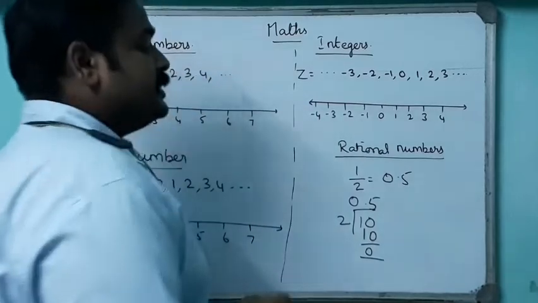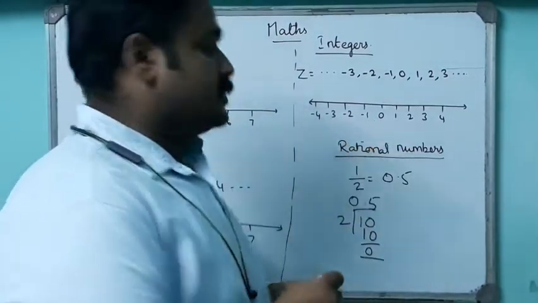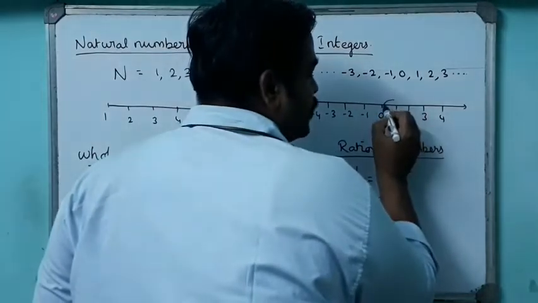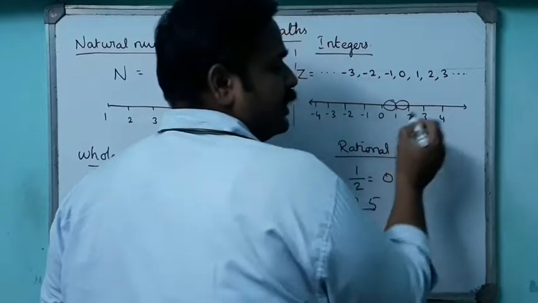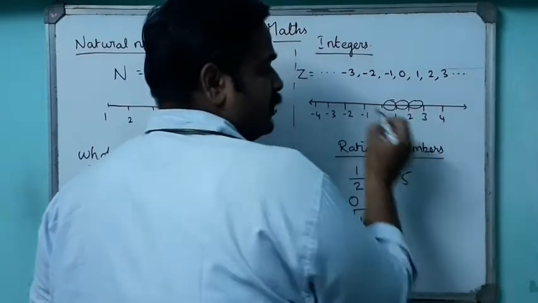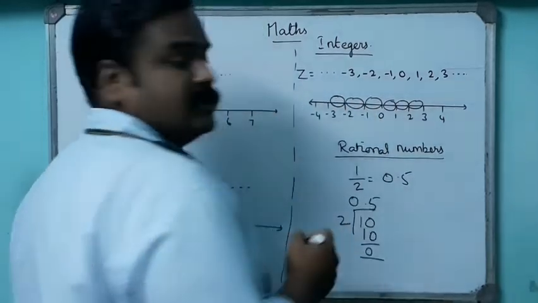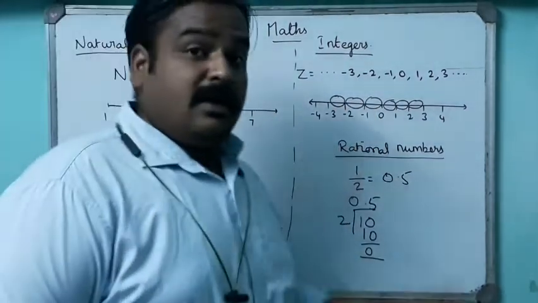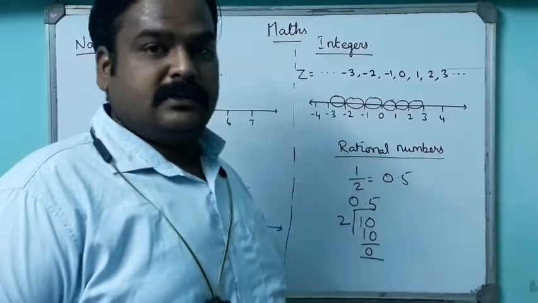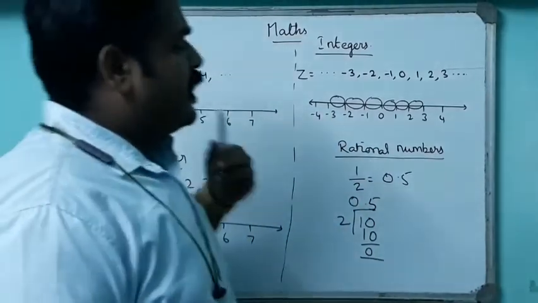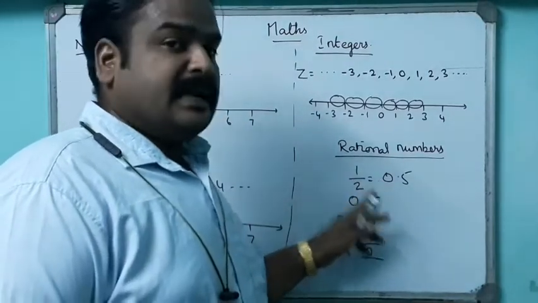You know very well that 0.5 is definitely greater than 0, but it is less than 1. So there are numbers between 0 and 1. In the same way, there are numbers between 1 and 2, and between 2 and 3. In mathematics, you always get a number between any two numbers, right? So there are uncountably many numbers between two numbers. Those numbers are called rational numbers.